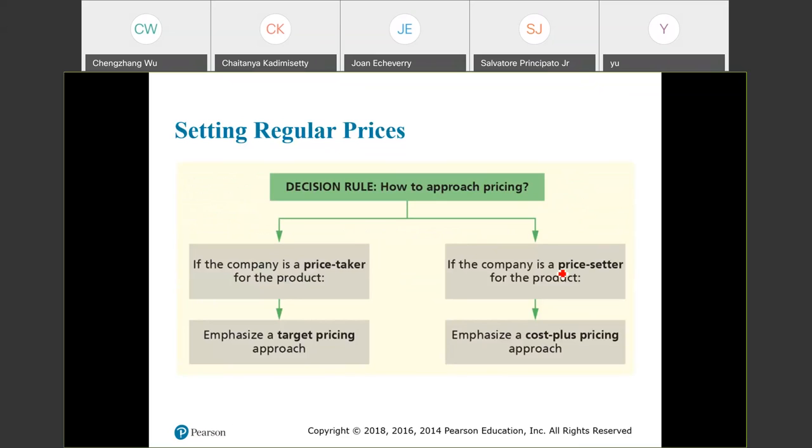So to summarize, if a company is a price taker for the product, it emphasizes a target pricing approach. While if a company is a price setter, it emphasizes a cost plus pricing approach.